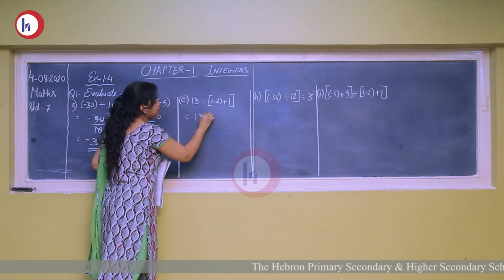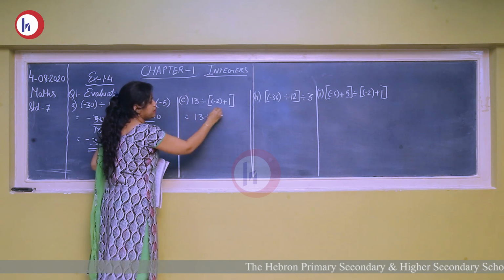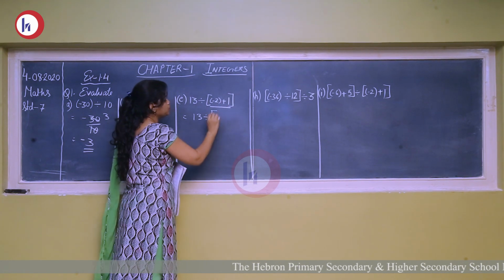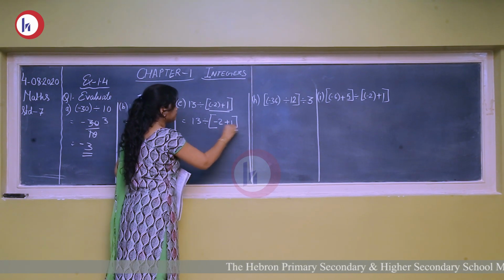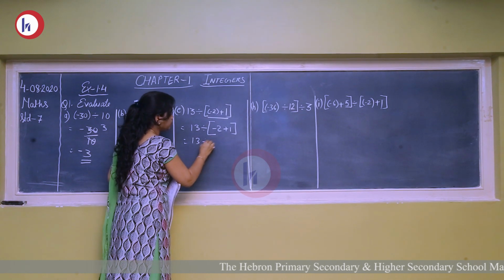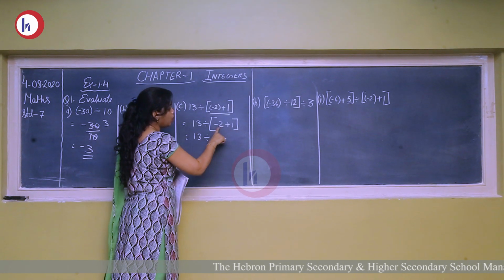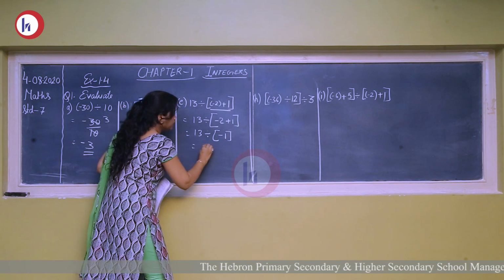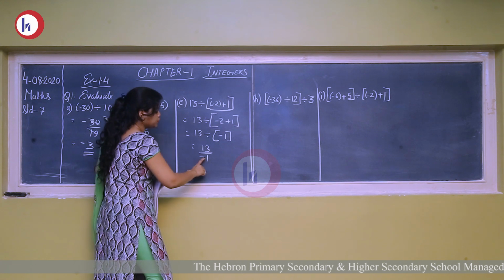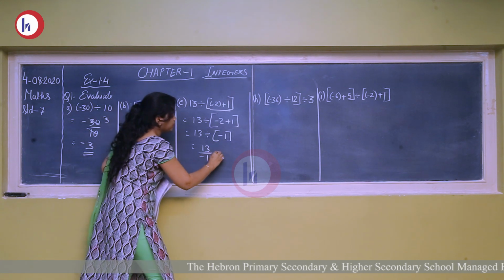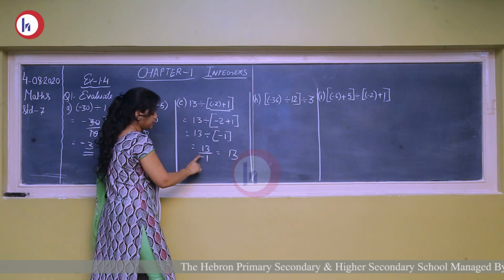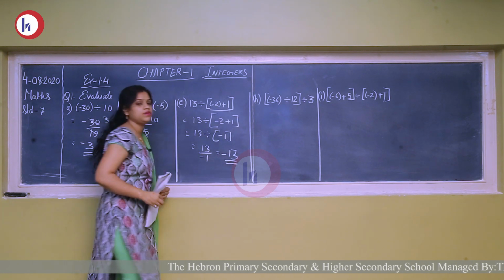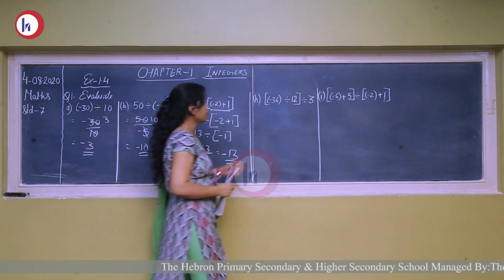Here, 13 divided by, if you see there is a bracket given, so you will solve the bracket first. That is minus 2 plus 1. When you solve it, opposite sign numbers will give you minus 1. 13 divided by minus 1, as you know, 1 divides any number and gives the number itself. But here look at the sign. Plus divided by minus will give you minus. So your final answer will be minus 13.